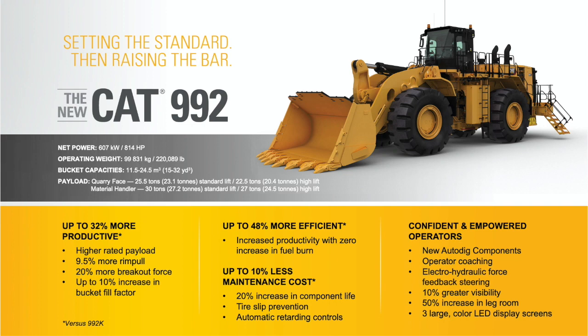Looking at these numbers on the bottom, the numbers that you're seeing here came from a production study that we ran on our field follow program. And what we've demonstrated is that this machine can be up to 32% more productive than the 992K, up to 48% more efficient than the 992K. And then also on top of that, less maintenance cost. And then over on the right-hand side, you'll see a list of some technology features that are related to empowering operators, adding to operator confidence, and I'll have some more details for you on those too.